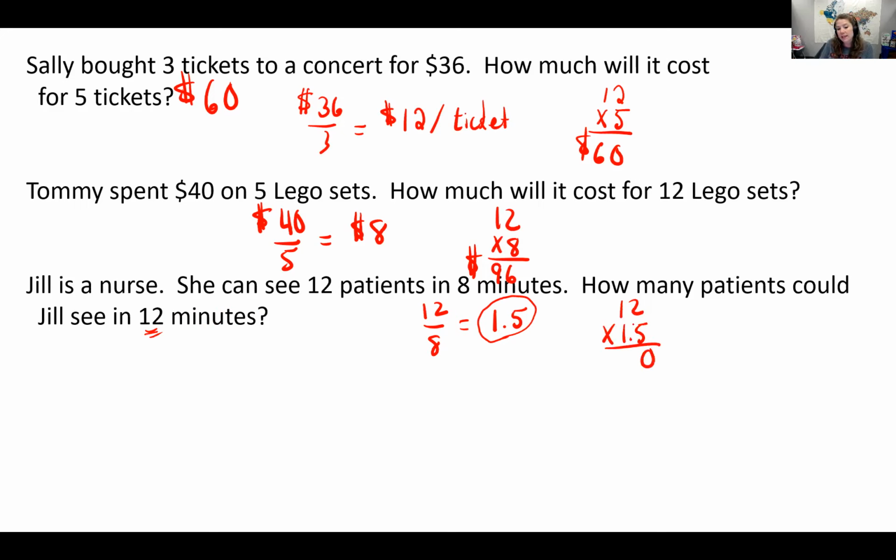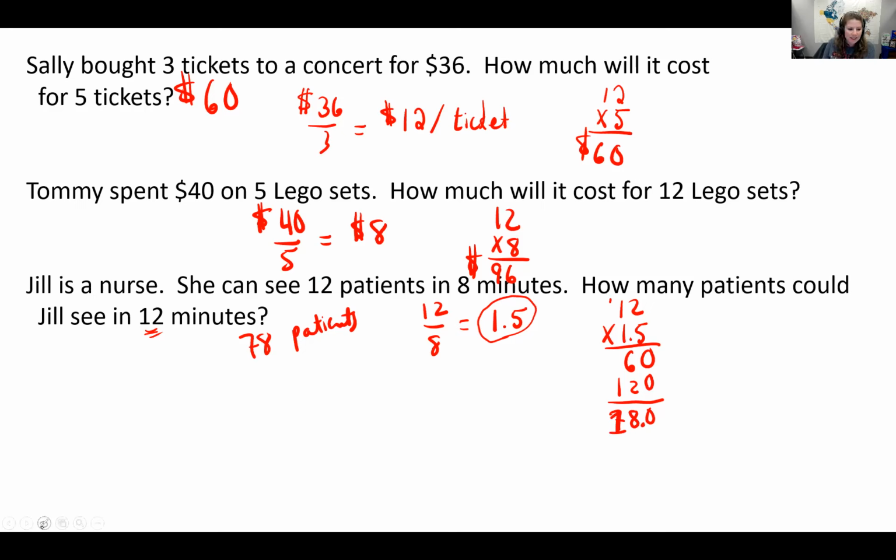And if we multiply, we get 78. 78 patients. Is that right? No, that can't be right. What did I do? Oh, it's 18. What did I do wrong? Oh, I wrote a 7 and it's a 1, you guys. Oh my goodness. I was like, 78.